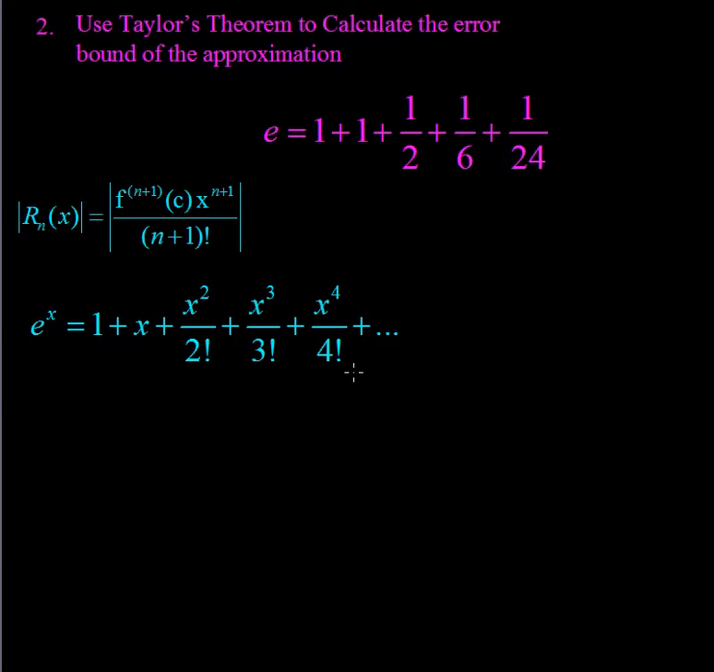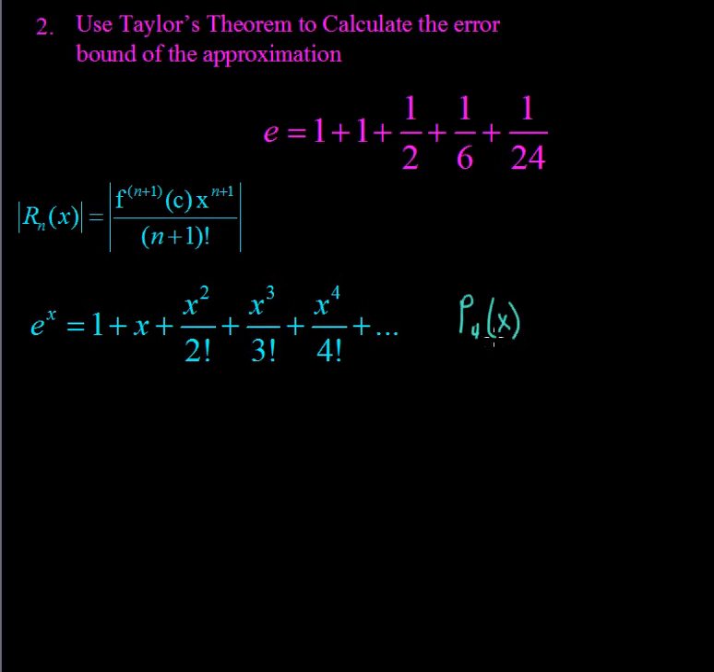If you compare that to what they gave us for our approximation for e, we're looking at e to the 1. And so 1 is replacing the x. And we're going up to 24, which is the same thing as 4 factorial. So that's the 4th degree Taylor polynomial. That would be known as P4 of x.